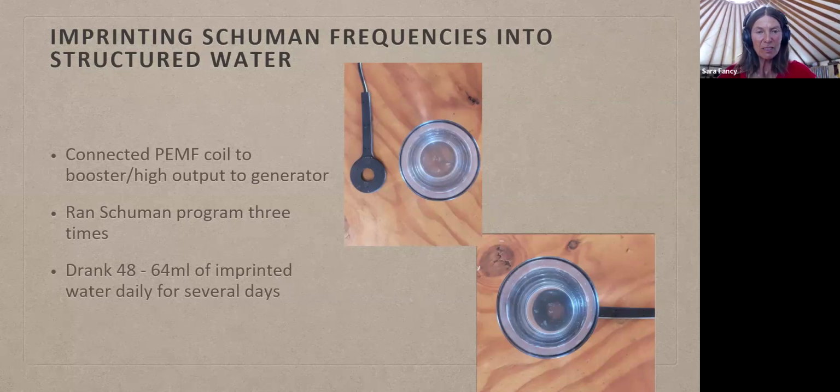I ran the Schumann program 3 times, meaning I did a cycle of it 3 times. And then I drank 48 to 64 milliliters of imprinted water daily for several days. And I do feel like I was having a detox, if I remember. This was a few months ago. I'm basically reviving all my presentations that I've done for Spooky to put on this channel, so it's maybe more accessible for people.